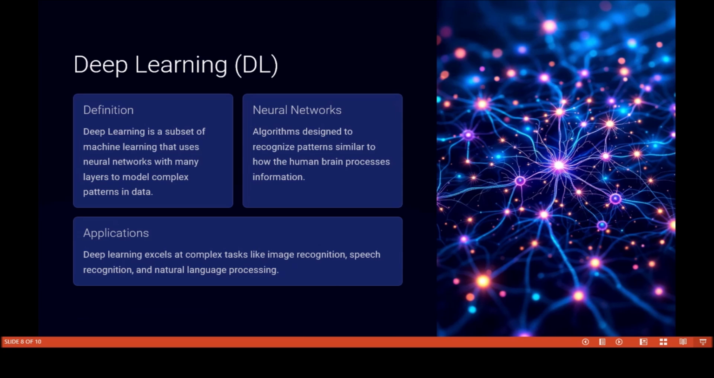For example, when you upload a photo to Facebook, the AI uses deep learning to recognize your face and automatically tag you. Similarly, voice assistants use deep learning to convert speech into text to understand what you are saying.